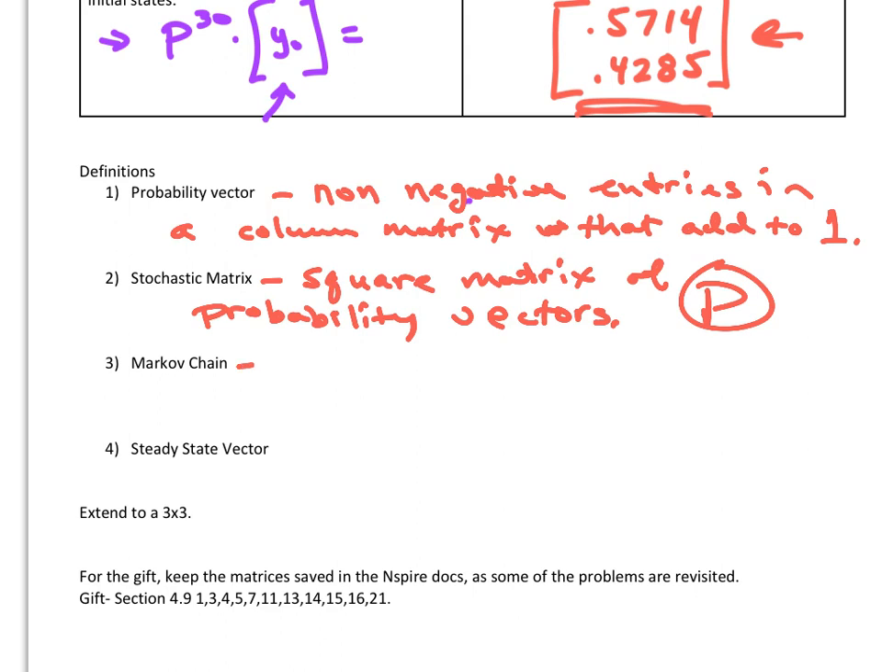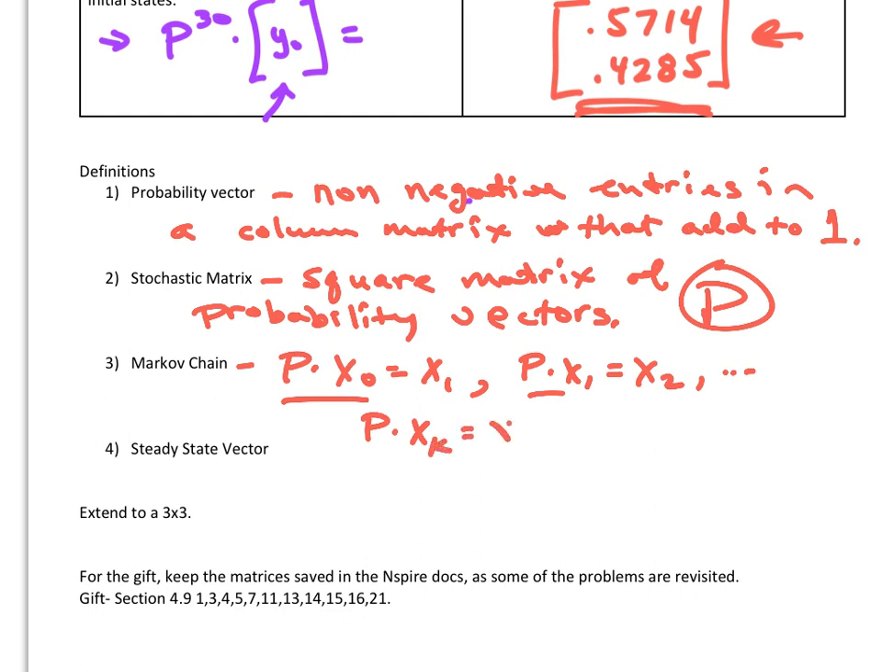Then the Markov chain is pretty much P times X naught, and we're going to do it in a repetitive manner. This would be equal to X1, and then we go P times X1 is equal to X2, and so on. So this arrangement where we take a transitional matrix times some sort of vector and then keep on repeating it is going to be our Markov chain. So I could go P times XK is equal to XK plus 1 if we prefer that recursive kind of notation.